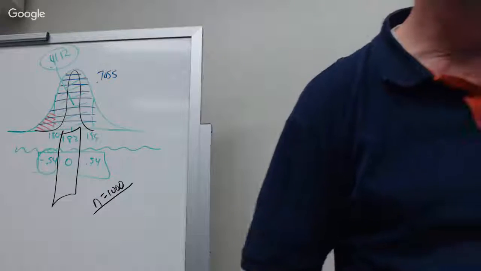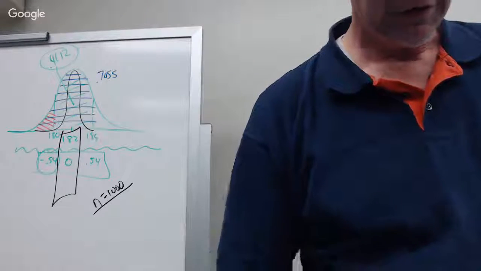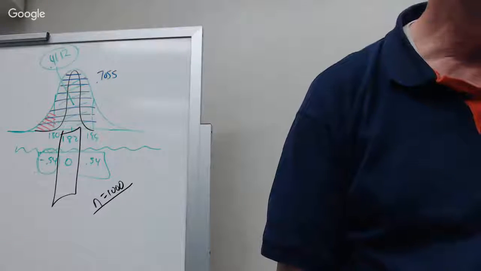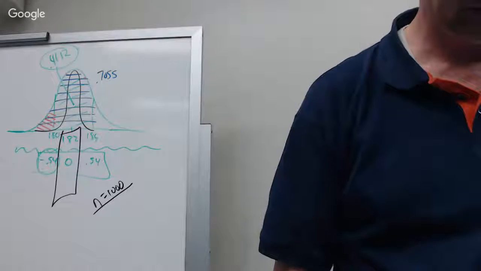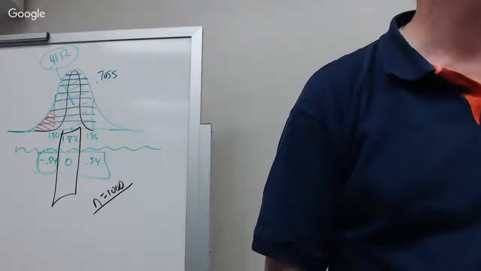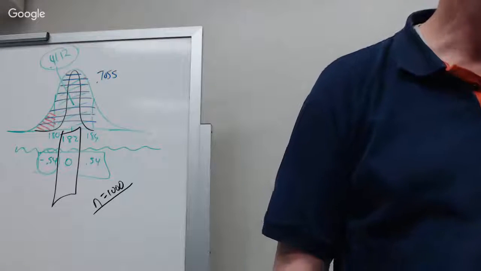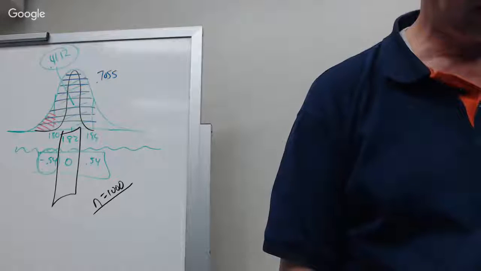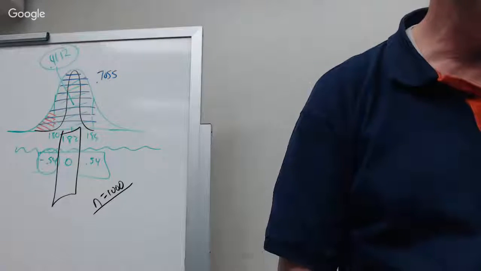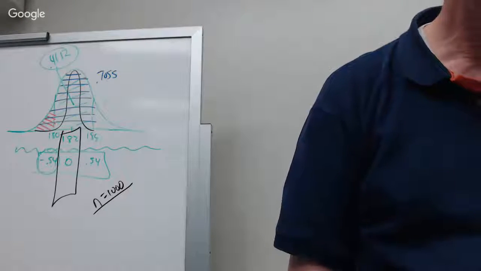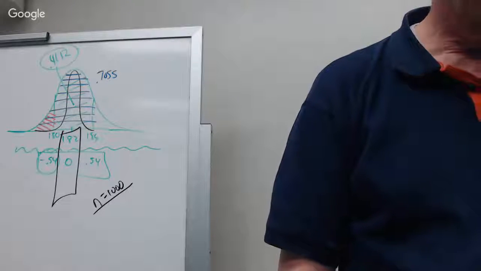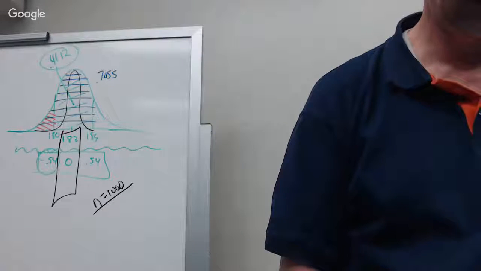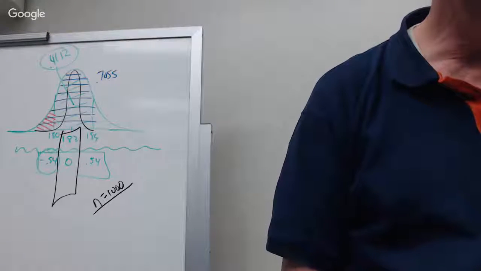John Kerrich tossed a coin 10,000 times. He was a prisoner of war, so he had a lot of time. Apparently he had a coin too. He got 5,067 heads. Is there reason to believe his coin is not balanced?